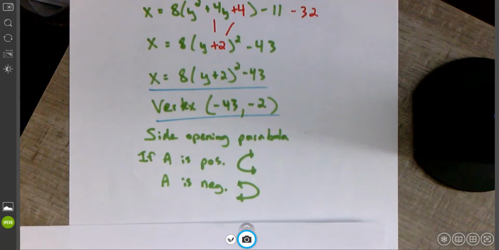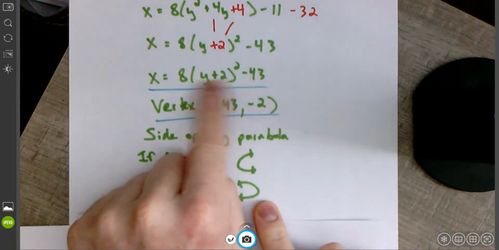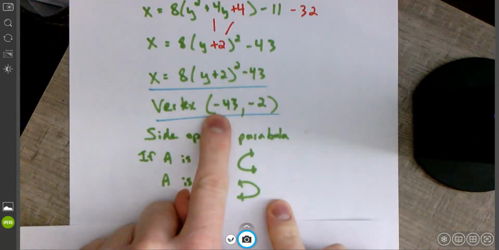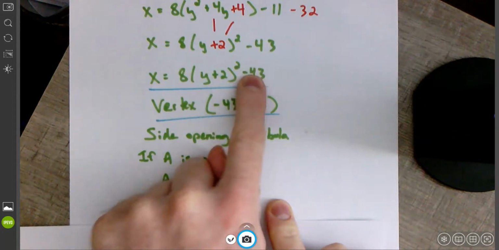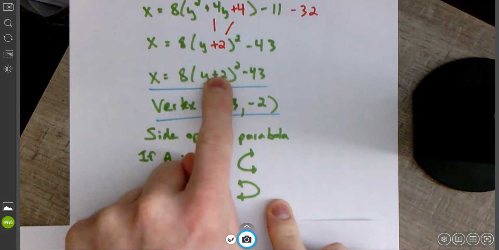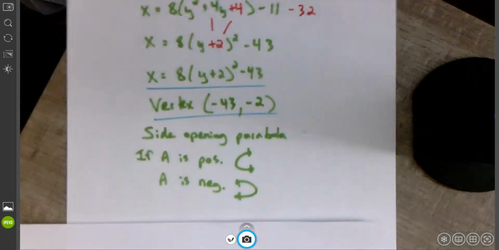H and K also get flipped here. Because this is a side opening one, whatever's attached to the y is going to be the y coordinate of my vertex. So the x coordinate is actually -43 in this case. H is out here. K is inside here. Don't forget that. There's still a sign flip, but the sign flip happens with the y one, with K in this instance.